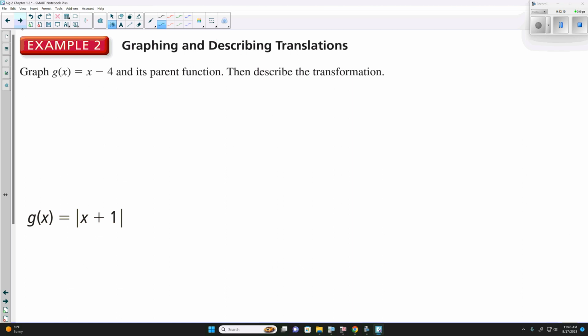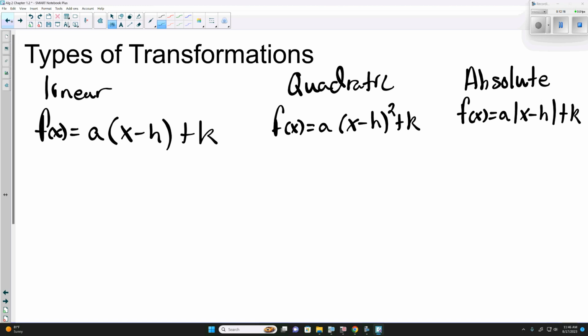Now, these two here are the first two types of transformations we're going to look at. Whenever we look at this, especially compared to the general form, H is going to move it to the left or right. So the H value, this value that's added or subtracted inside the parentheses, moves it to the left or right. The K value is up or down.